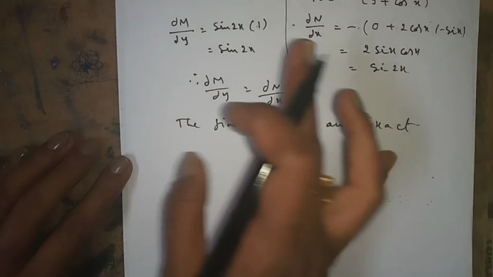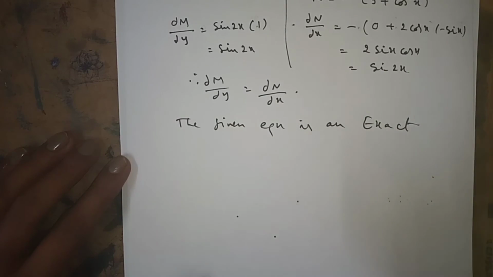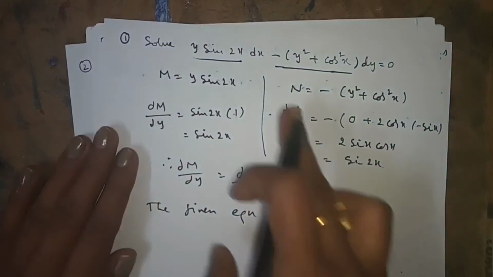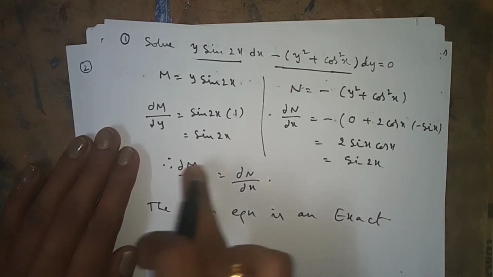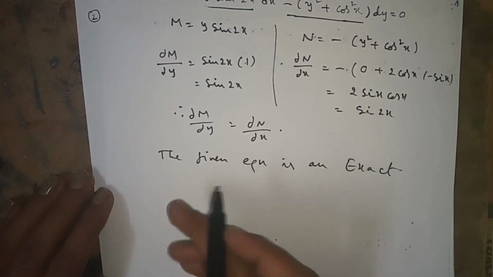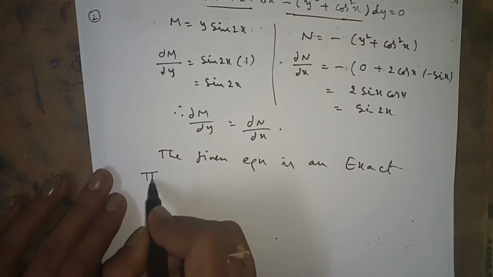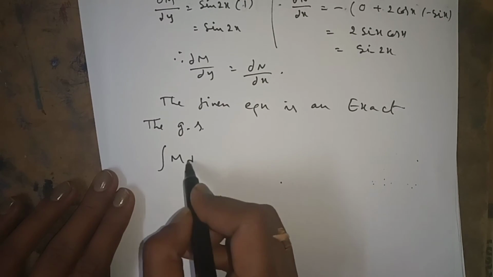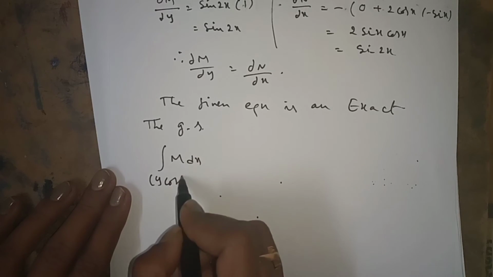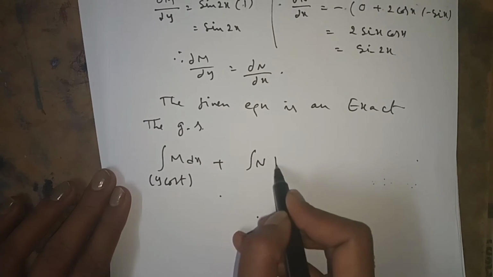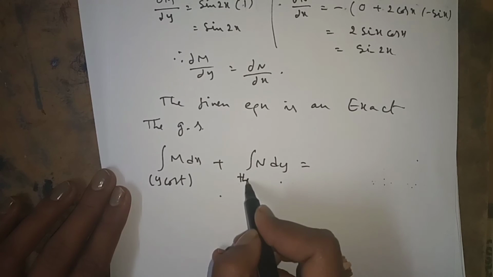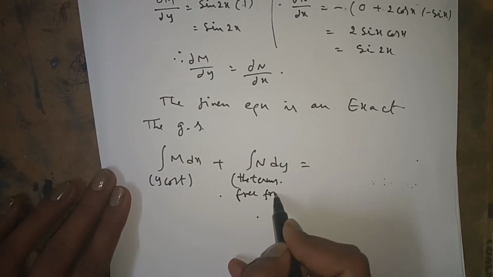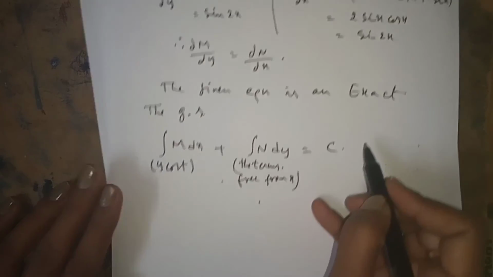After checking whether it is exact or not, we have to solve this equation. We find this is exact. We have got ∂M/∂y is equal to ∂N/∂x. Therefore, this is exact. Now the general solution: integral M dx by treating y as a constant plus integral N dy, the terms free from x, is equal to C.